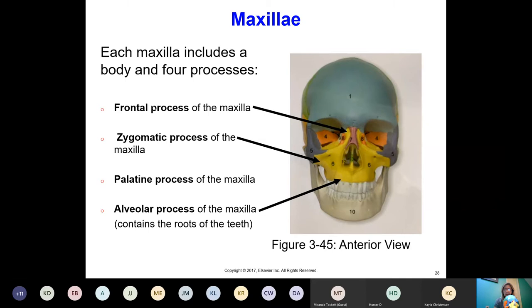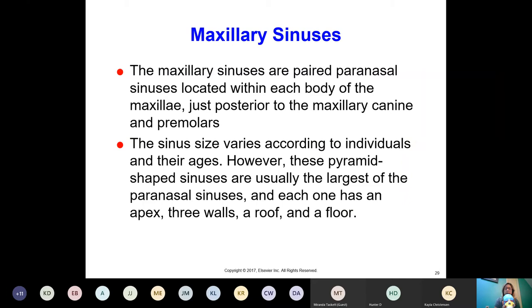Just a side note, your maxillary sinuses are paired paranasal sinuses located within each body of the maxilla, just posterior to the maxillary canines and premolars. So right behind your canines and premolars is an air space, your maxillary sinus. So when you have sinus pressure, sinus problems, oftentimes it'll manifest itself in putting pressure on the roots of your teeth. And so you can get some discomfort in your teeth.